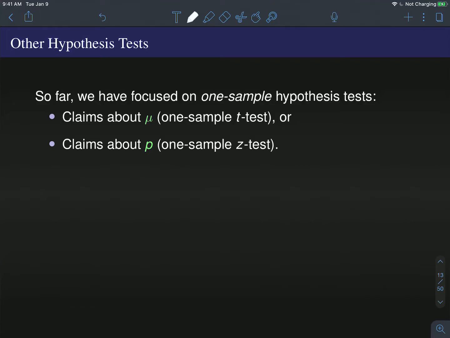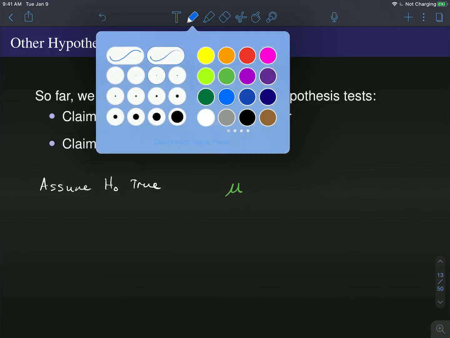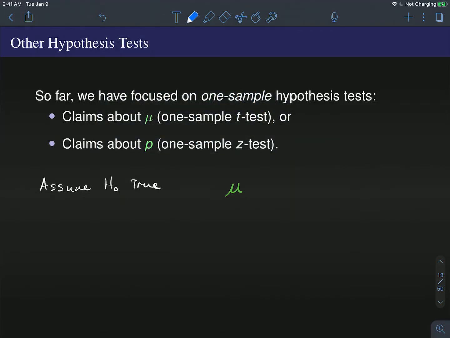But keep in mind the steps are pretty much always the same, right? We assume H0 is true. If we're trying to answer a claim about mu, we focus in on the statistic that's associated to it. So this is at the population level, and it gets associated with a sample mean, an x bar. So assuming H0 is true, we develop what we call a sampling distribution.